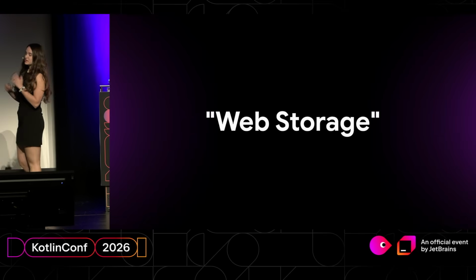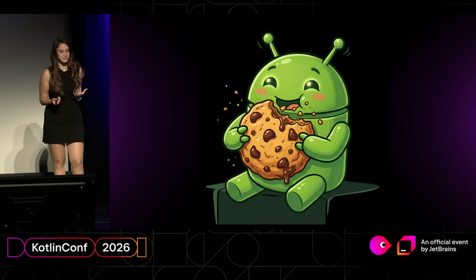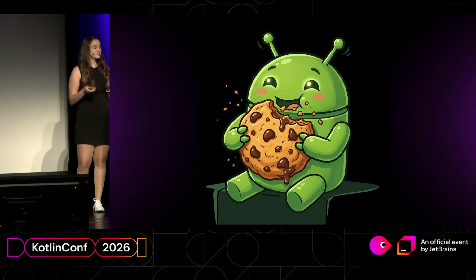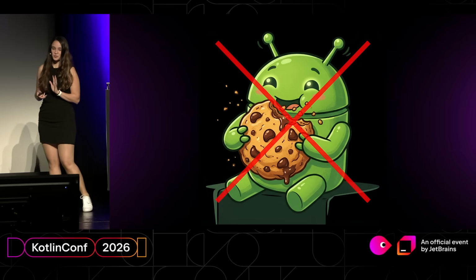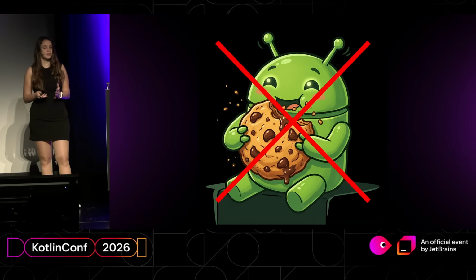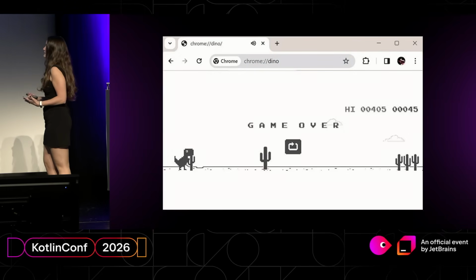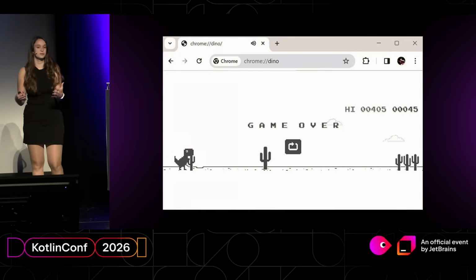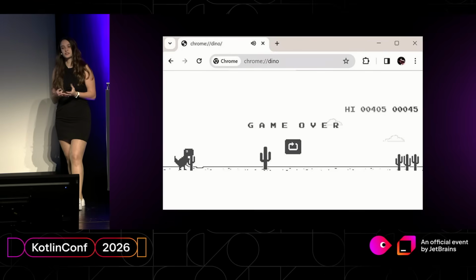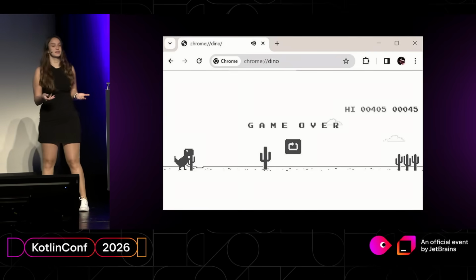So when we say web storage, the first thing that might pop into your head might be cookies. Although that sounds like a fair assumption and sounds kind of delicious, no, we're not talking about cookies. Cookies are server-driven, and what we're talking about today is local client-side storage and web storage that lives completely in the user's browser. This is the kind of storage that allows amazing things like the Chrome Dino game to exist and run completely offline in your browser.